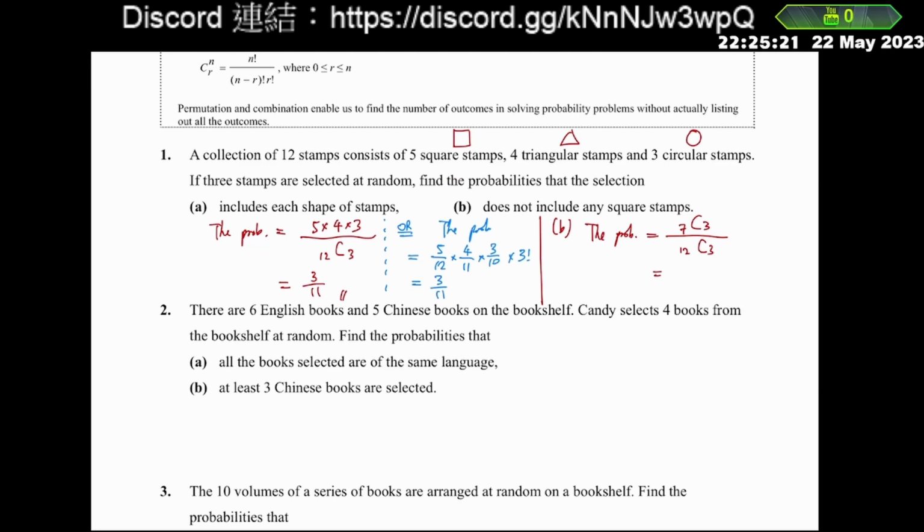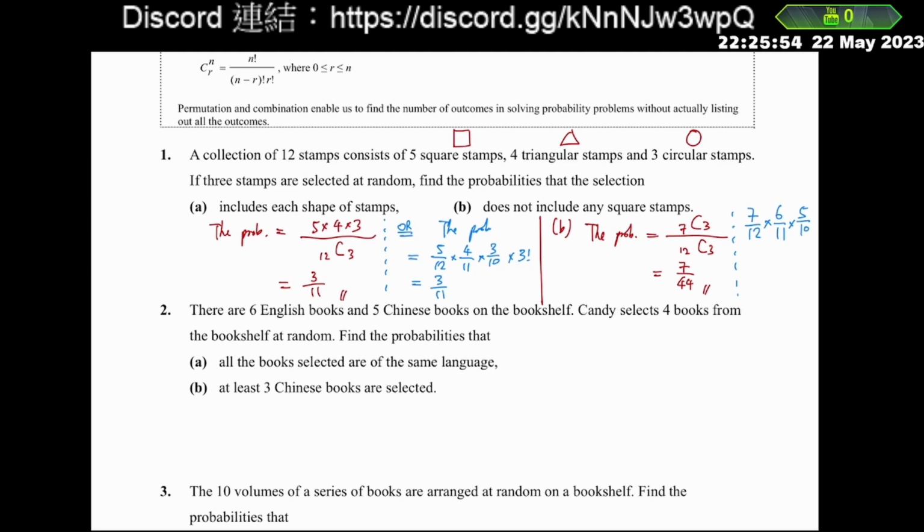7C3 divided by 12C3. And so it is 7 over 44. Or we can also do it with the multiplying probability method. So we can also do it by the first one, choose from the 7 not square over the 12. And then the next one, 6 remains over 11. And then the other one, 5 remains over 10. And I think you will also still get the same answer.